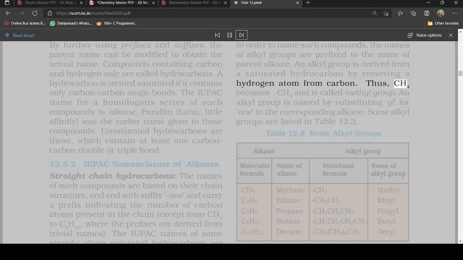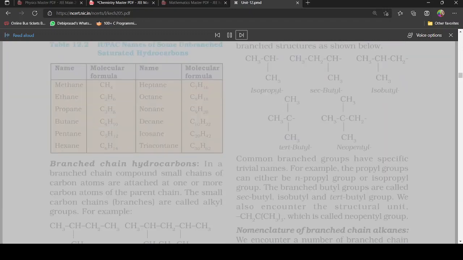Thus, CH4 becomes CH3 and is called the methyl group. An alkyl group is named by substituting -yl for -ane in the corresponding alkane. Some alkyl groups are listed in Table 12.3. Table 12.3: Some alkyl groups. Table 12.2: IUPAC names of some unbranched saturated hydrocarbons.